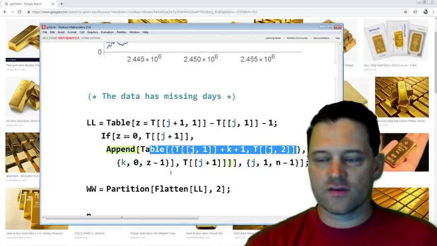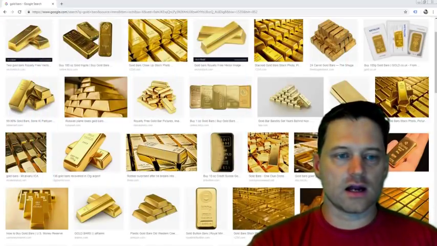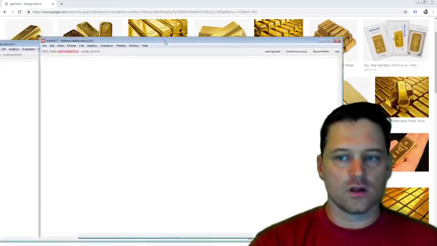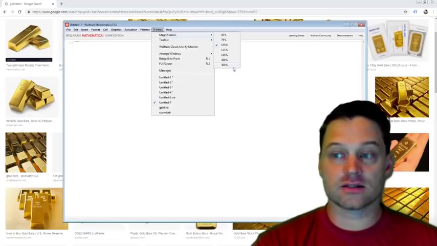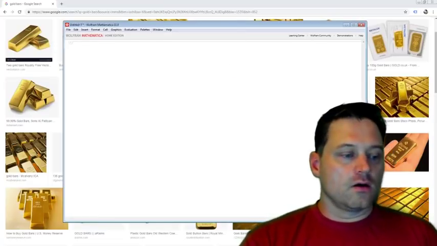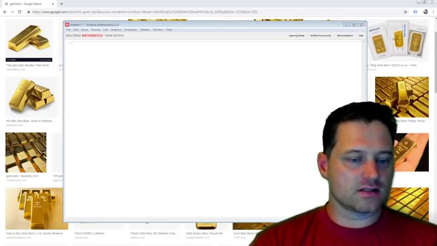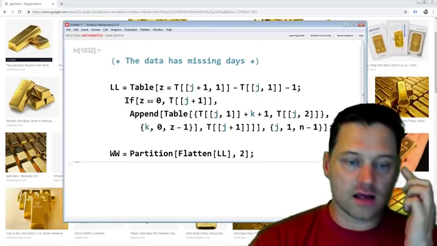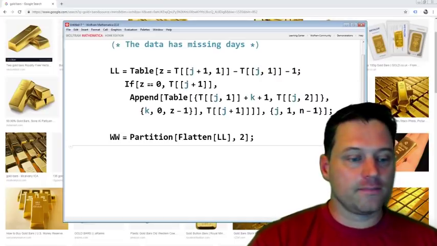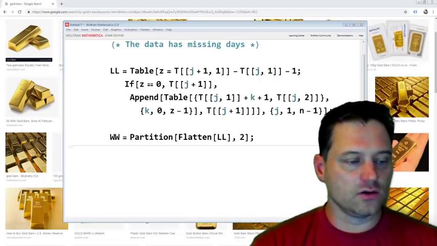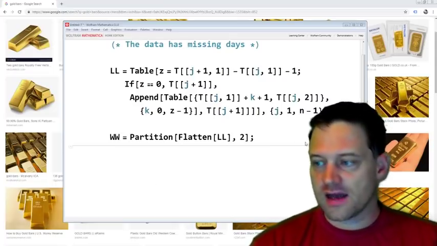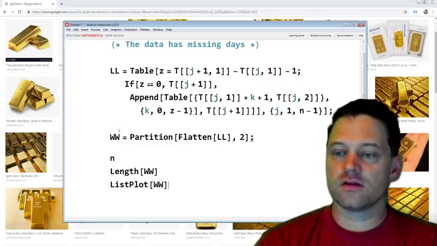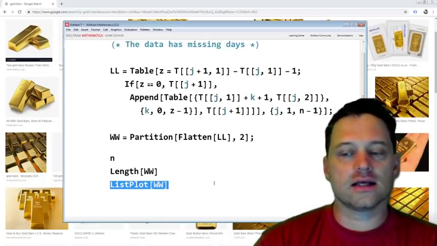All right, so now that we've got that, I will shift this over and open up a new notebook, file new notebook, put it over here, and we'll increase the magnification to 300. Now I'll copy this over and press Shift Enter. Okay, that executes quite quickly, as you can see. Now you might want to have a look at that data. So let's evaluate n, the length of this new list, and let's plot the new list.